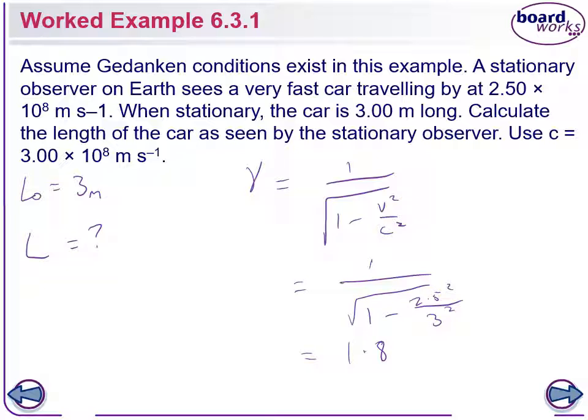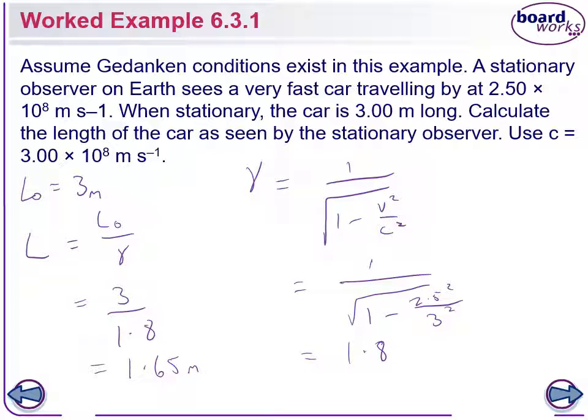Now, from our formula, our measured length outside that frame of reference is equal to L0 divided by our Lorentz factor. So it is 3 divided by 1.8, which is 1.65. So the car travelling at a relativistic speed with a Lorentz factor of 1.8 will shrink from 3 metres to 1.65 metres if you are outside the frame of reference.